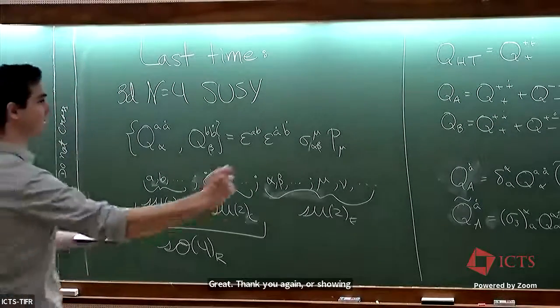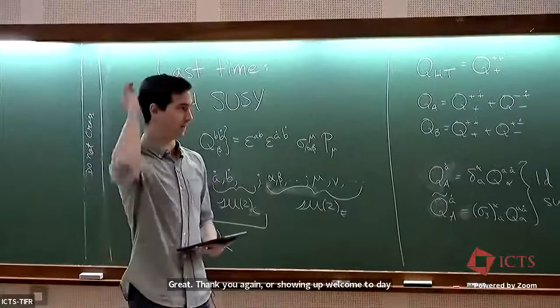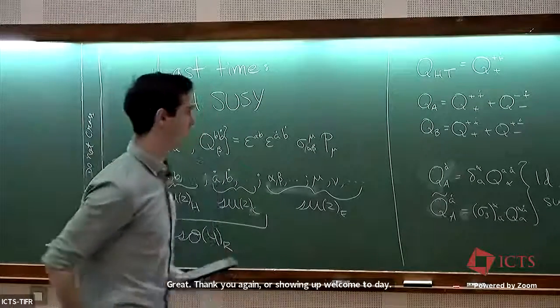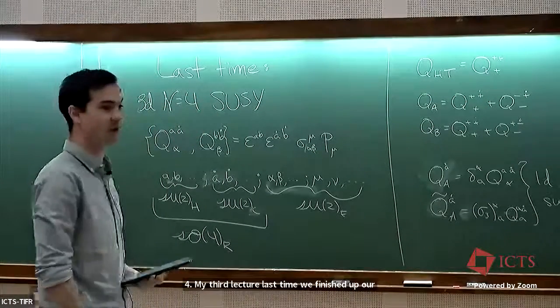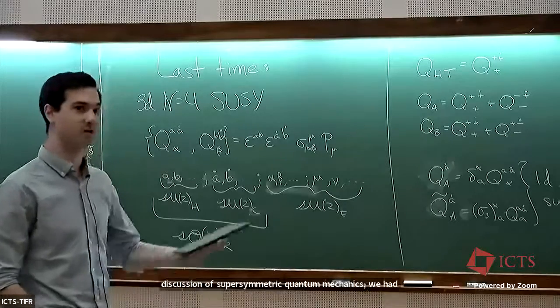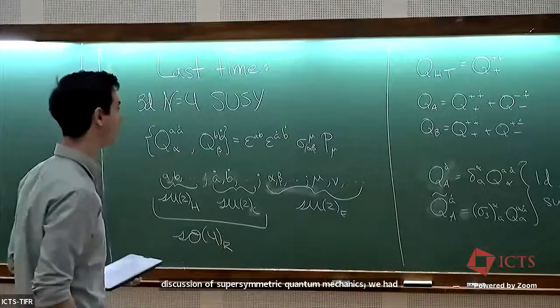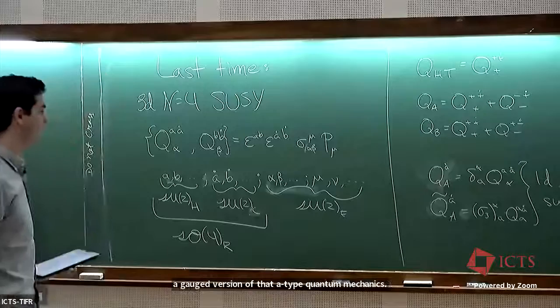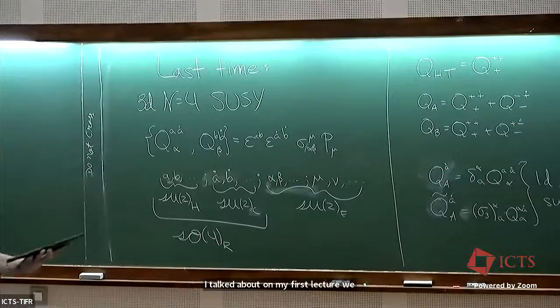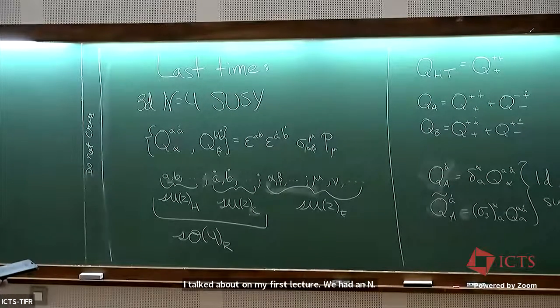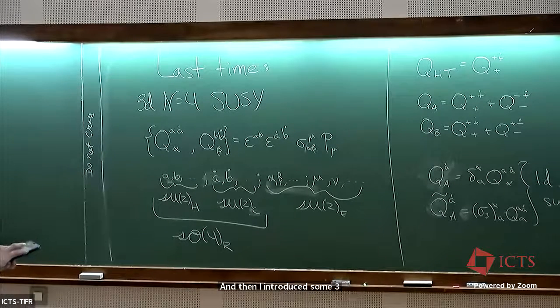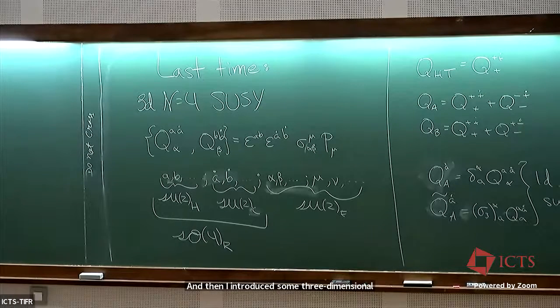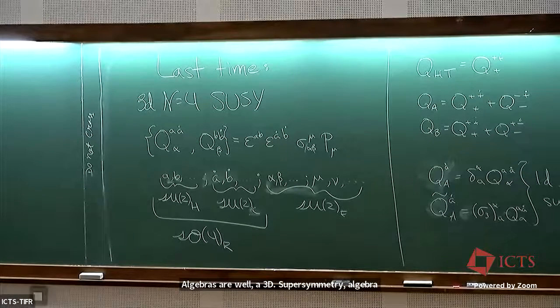Welcome to day 4, my third lecture. Last time we finished up our discussion of supersymmetric quantum mechanics. We had a gauged version of that A-type quantum mechanics I talked about in my first lecture. We had an n=4 version where we had a Kähler target. And then I introduced a 3D supersymmetry algebra, the 3D n=4 supersymmetry algebra.